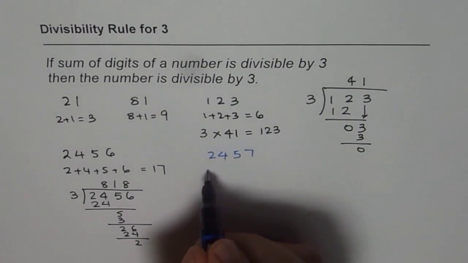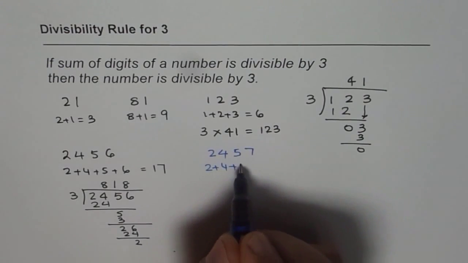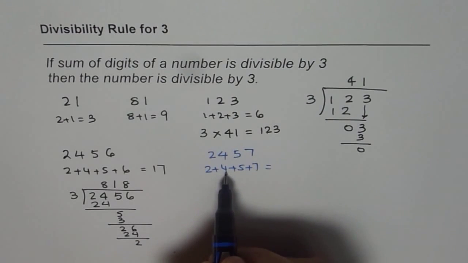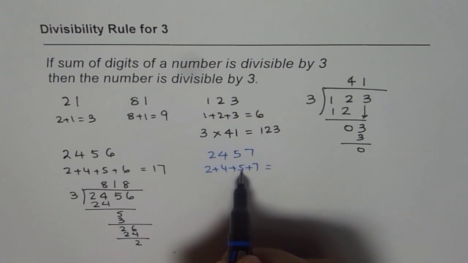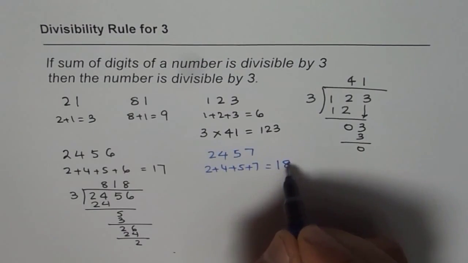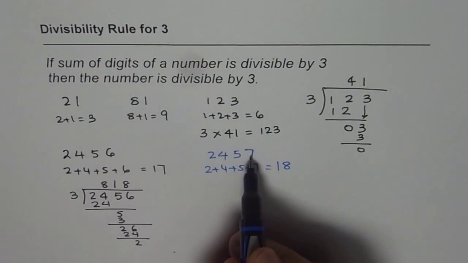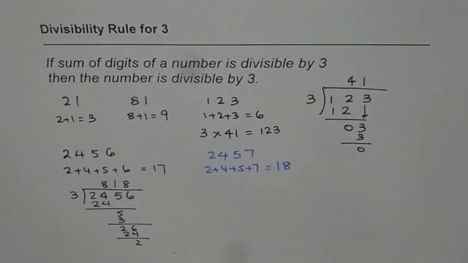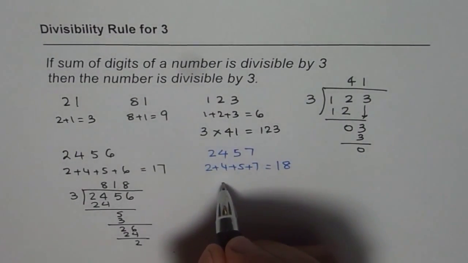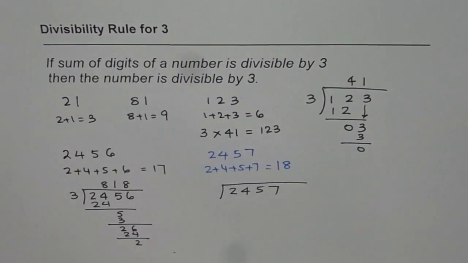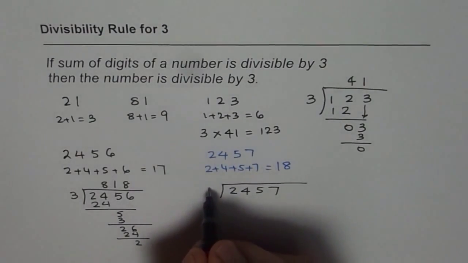Let's test. 2 plus 4 plus 5 plus 7 is how much? 2 plus 4 is 6, 6 plus 5 is 11, 11 plus 7 is 18. 18 can be divided by 3. So that means 2, 4, 5, 7 is divisible by 3. Let us test it out, okay? So again, we'll divide this number, which is 2, 4, 5, 7, by 3. I'm using a different ink this time.